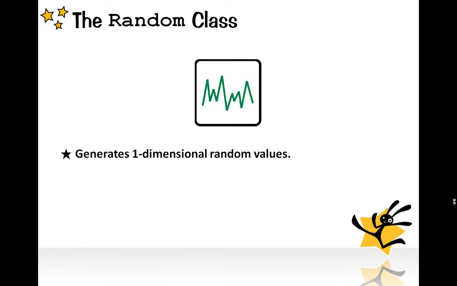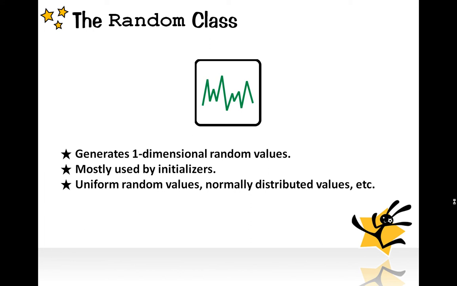The Random class is for generating one-dimensional random values, or you can simply say it generates random values. It's mostly used by initializers. Remember, particles are similar entities with some randomness. And so Stardust usually uses Random classes to create random scales, random rotation values, or random angular velocities. There are already some Random subclasses defined, including UniformRandom and NormallyDistributedRandom, etc.